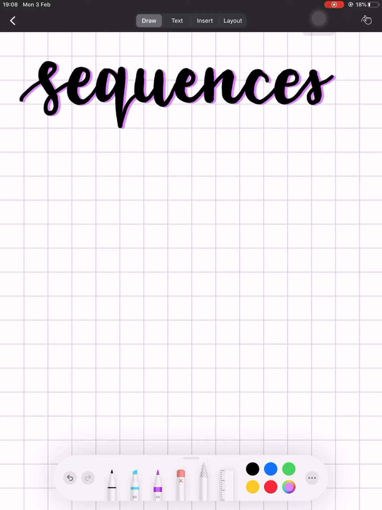So today I'm going to be teaching you how to do sequences. So what is a sequence? Well, let's take this one for example: 2, 4, 6, 8, 10. This is considered a sequence, and the reason is because with each number you add 2 to get the next number. So you can see from here to here, from here to here you add 2. Same from 4 to 6 you add 2, 6 to 8 add 2, and 8 to 10 you add 2.